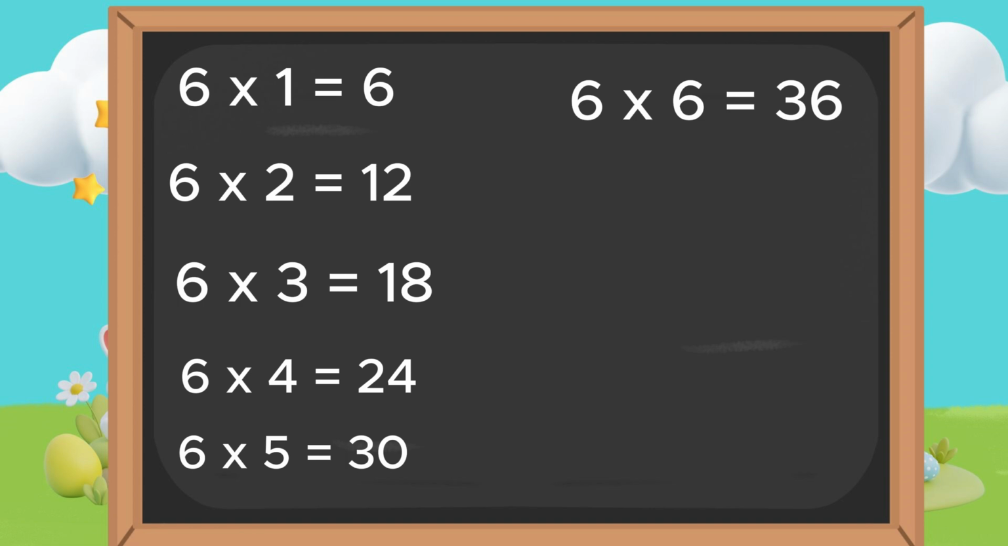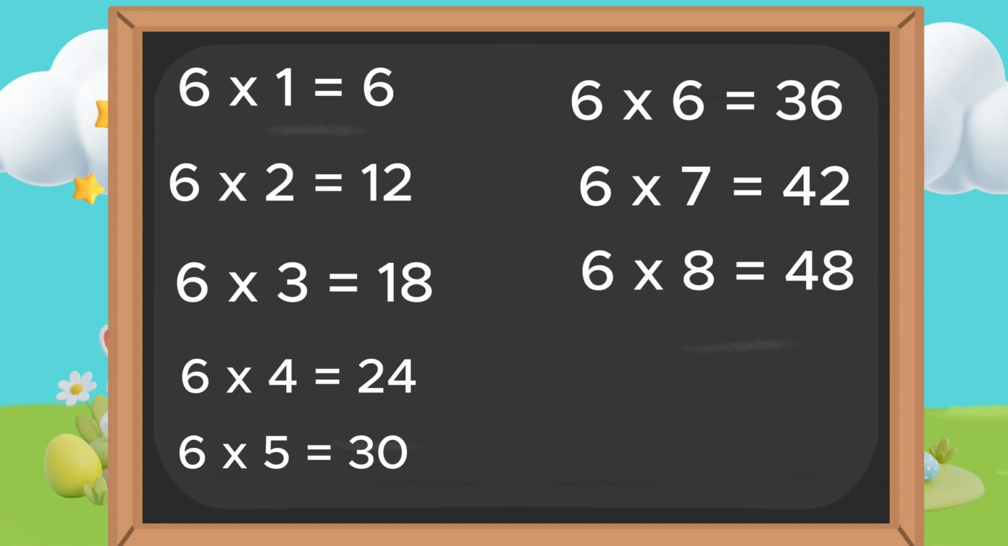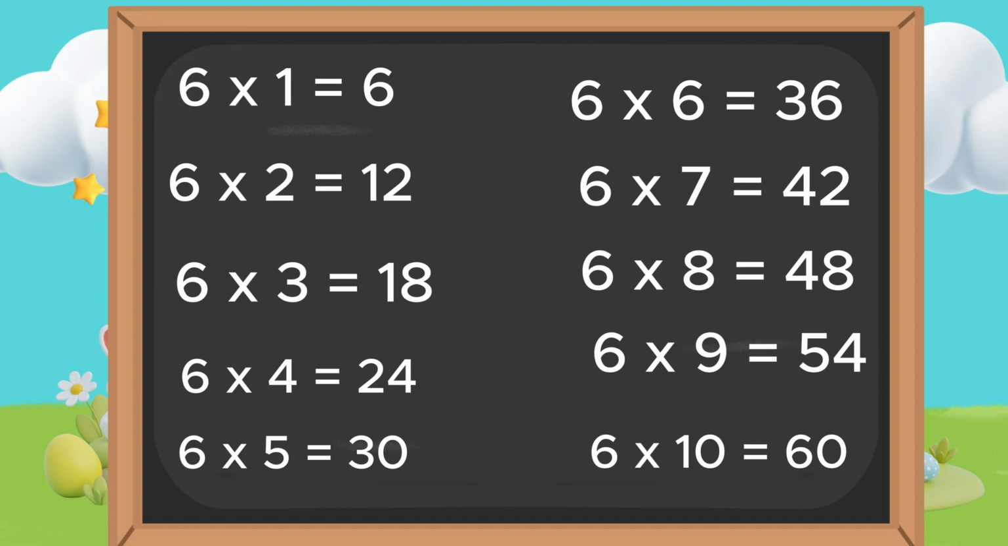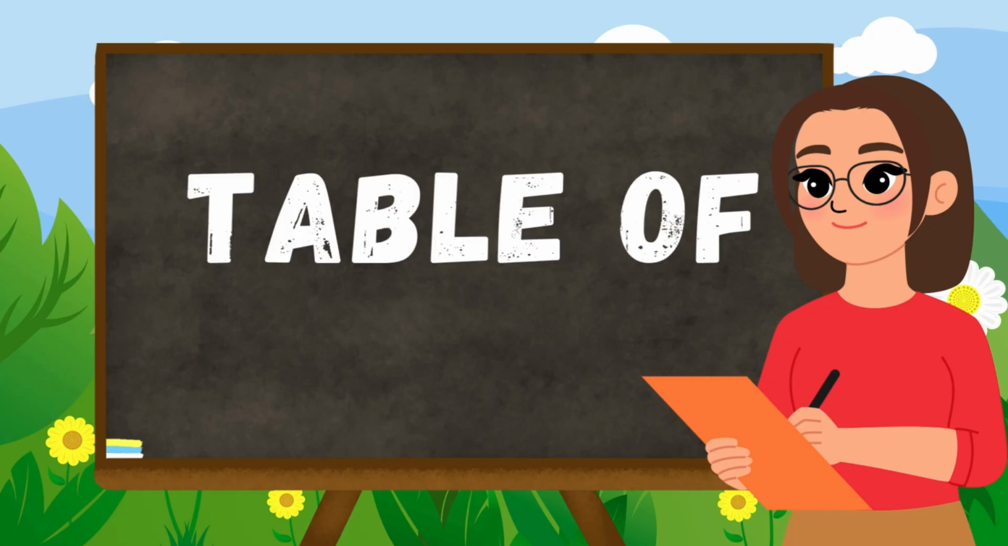6 sixes are 36. 6 sevens are 42. 6 eights are 48. 6 nines are 54. 6 tens are 60. Table of 7.